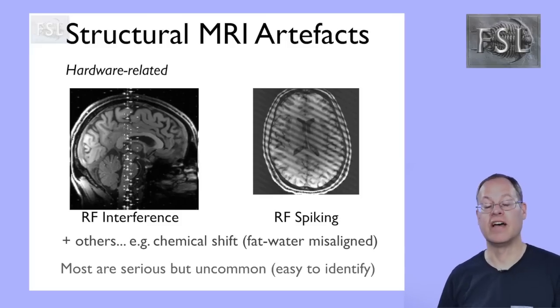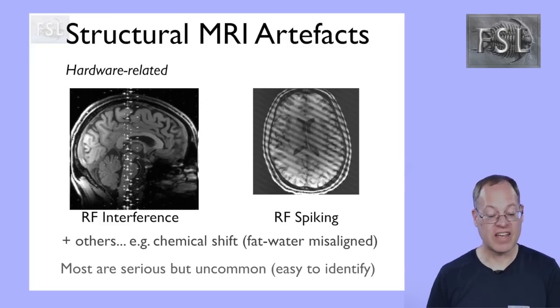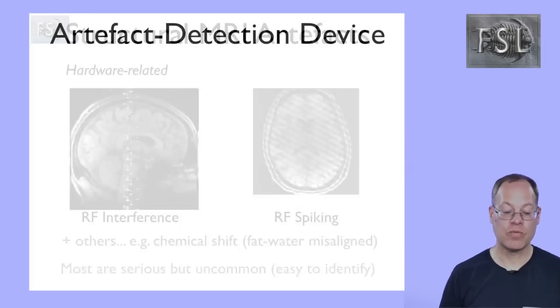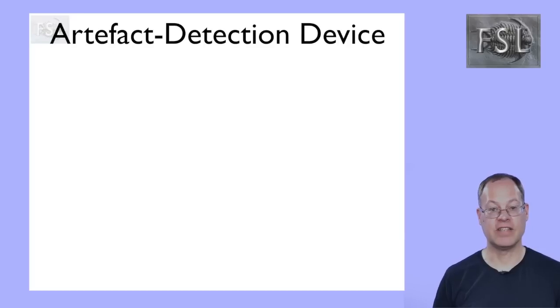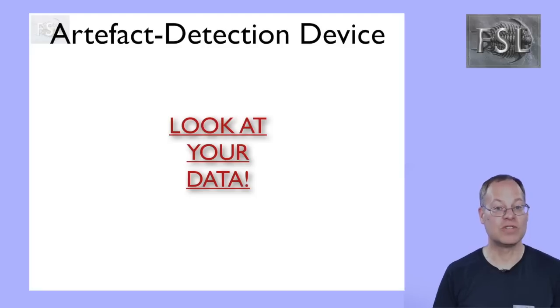And there are actually other artifacts which can occur too. The good news is that they're really uncommon. And actually they're very obvious when you look at these images. And so they're easy to identify. What we recommend for actually identifying these is a very easy to use, low cost artifact detection device, which is simply your eye. Just look at the data. That's all you need to do in order to see whether you've got some of these nasty artifacts.